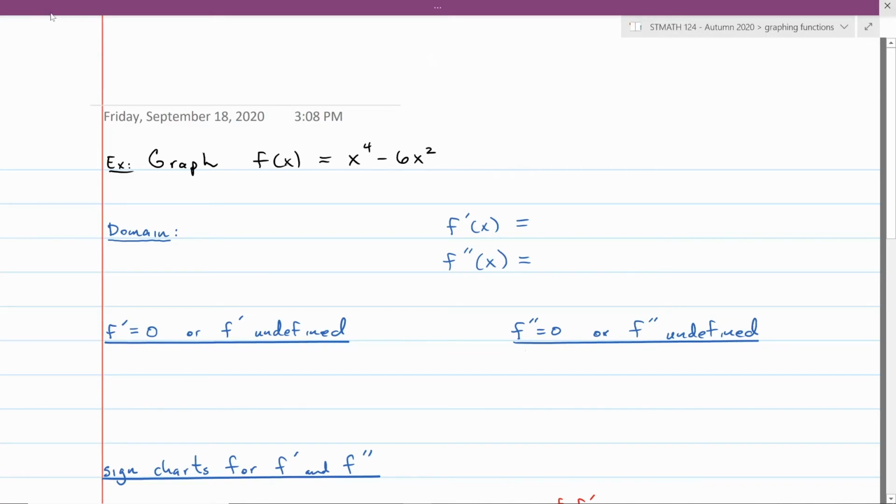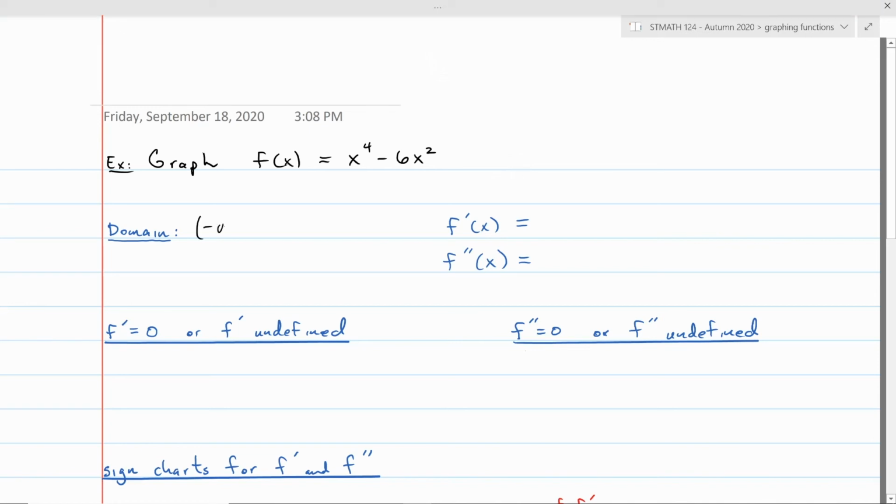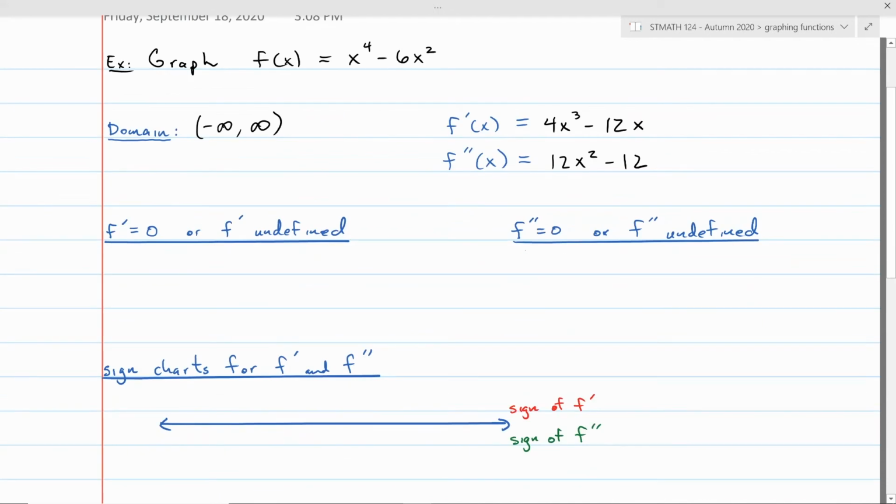Okay, so our function to graph here is x to the 4th minus 6x squared. It's another polynomial function, so we have the domain of negative infinity to positive infinity. First and second derivative are going to be easy to compute here. So we'd get 4x cubed minus 12x. And for the second derivative, we would get 12x squared minus 12. Okay. And we don't have any places where either the first or the second derivative are undefined because they're both polynomials. So we just have to figure out where these derivatives are equal to 0.